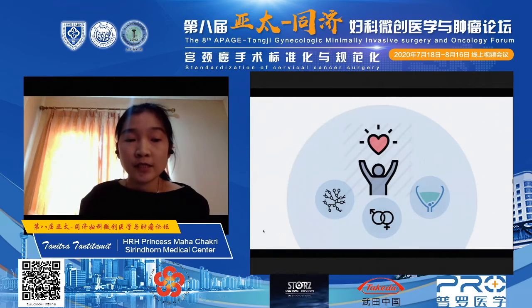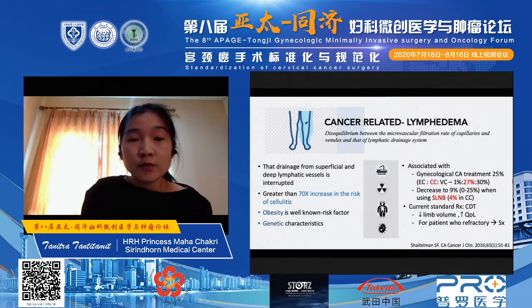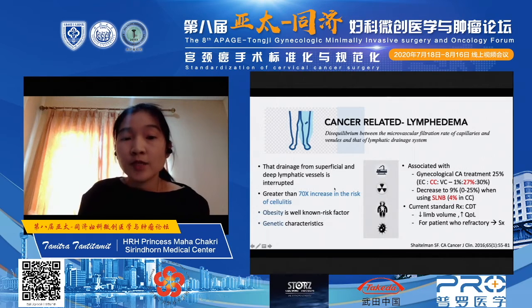Usually these are the chronic complications after surgery. The first complication is cancer-related lymphedema. This complication is the result of disequilibrium of the lymphatic drainage system. The study showed that drainage from superficial and deep lymphatic vessels is interrupted. It could be caused by surgery, radiation, trauma, or infection.